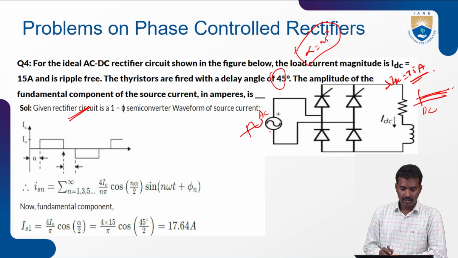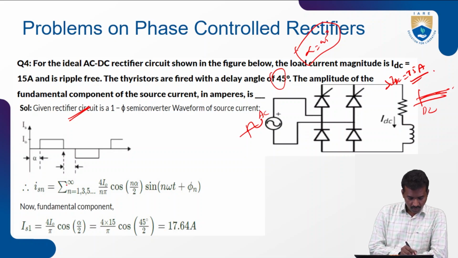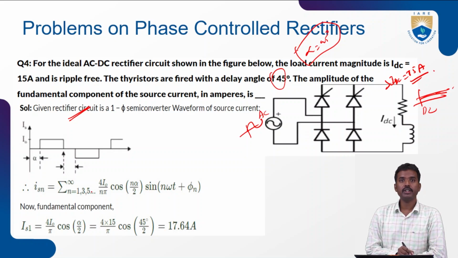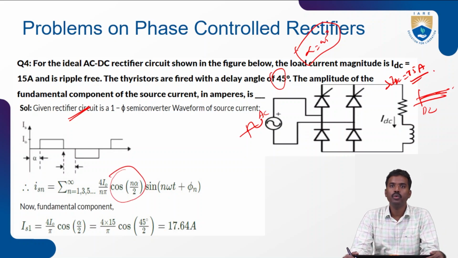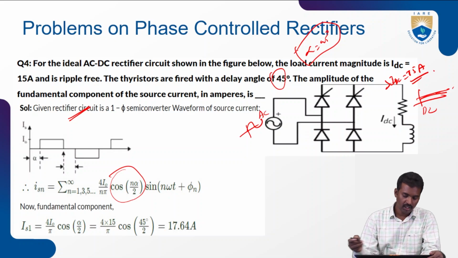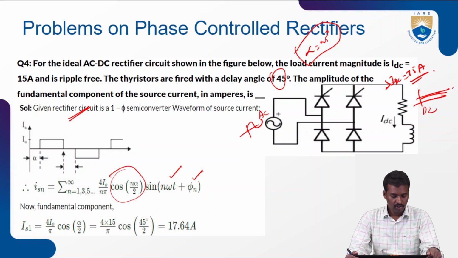Now if you write the source current equation, this is the Fourier series expansion for this output voltage: sigma n equals 1, 3, 5 to infinity, 4 I naught divided by n pi, cos n alpha by 2, sin of n omega t plus phi n.